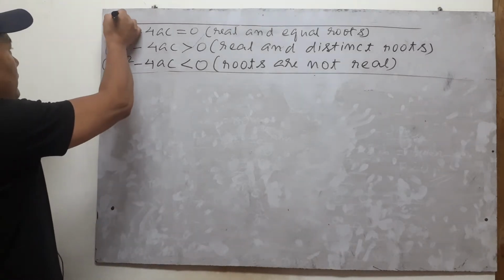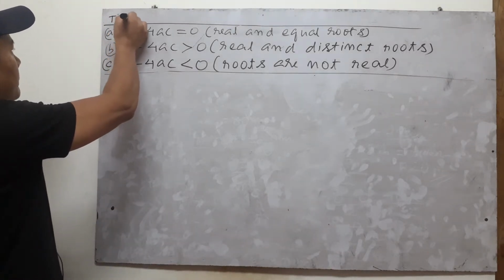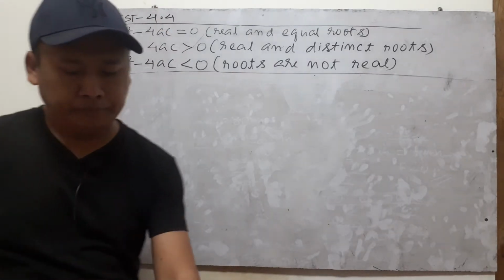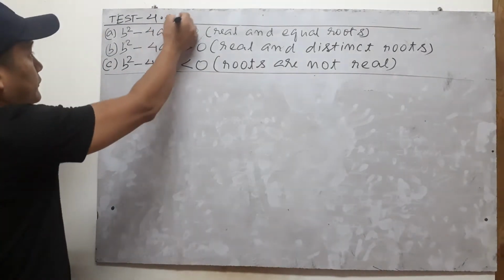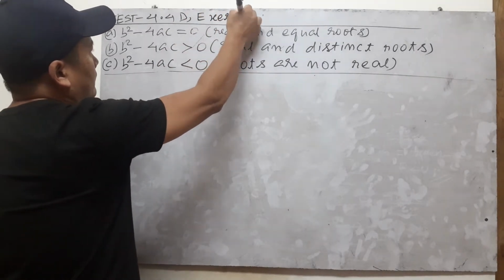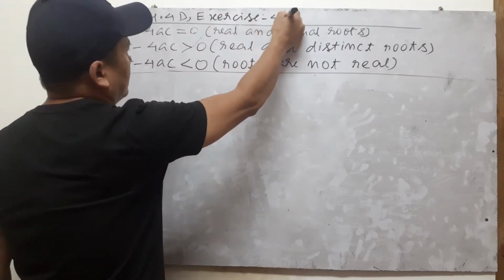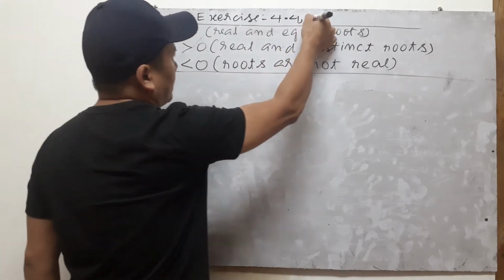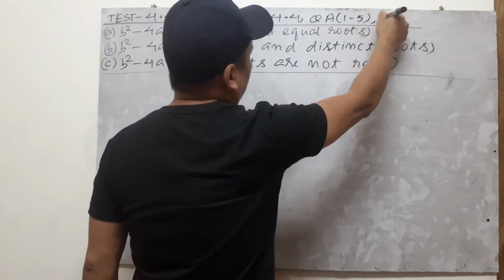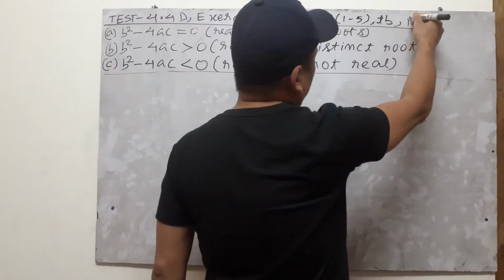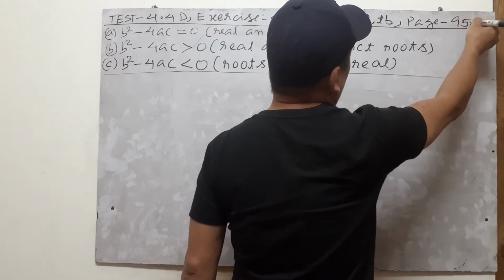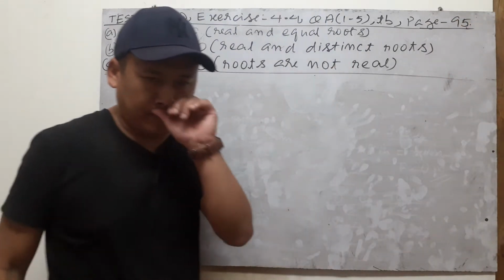Okay, so the next test, you read along with me. Test 4.4D. The last one in this exercise, 4.4D. Under exercise 4.4, question A 1 to 5. We'll find this on textbook page 95, I think. Open your textbook to page 95.